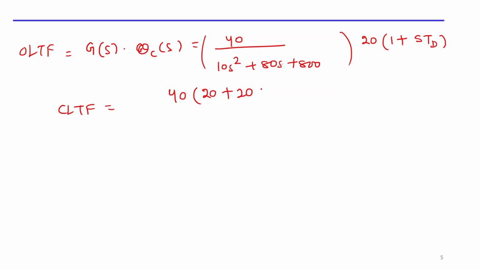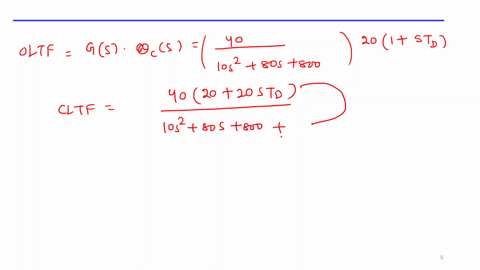You can simplify it a little bit. Now it will be 10s square plus 80s plus 800. Whatever this numerator term is, you simply add it in the denominator. So it will be 40 into 20 plus 20 s into Td. Simplify it quickly.